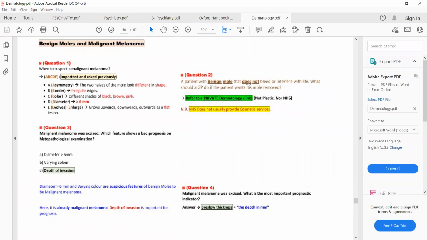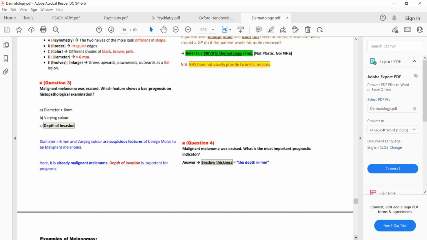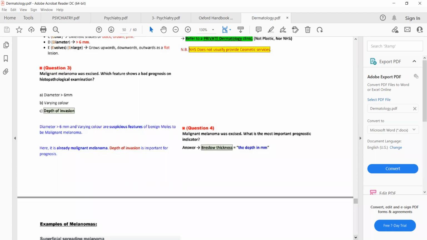So a patient with benign mole that does not bleed or interfere with life, what should a GP do if the patient wants his mole removed? So if someone presents to you with a benign mole, you will refer him to a private dermatology clinic, not to plastic surgery, not to NHS, because cosmetic procedures are done in the private clinics and NHS does not provide any cosmetic surgery processes.